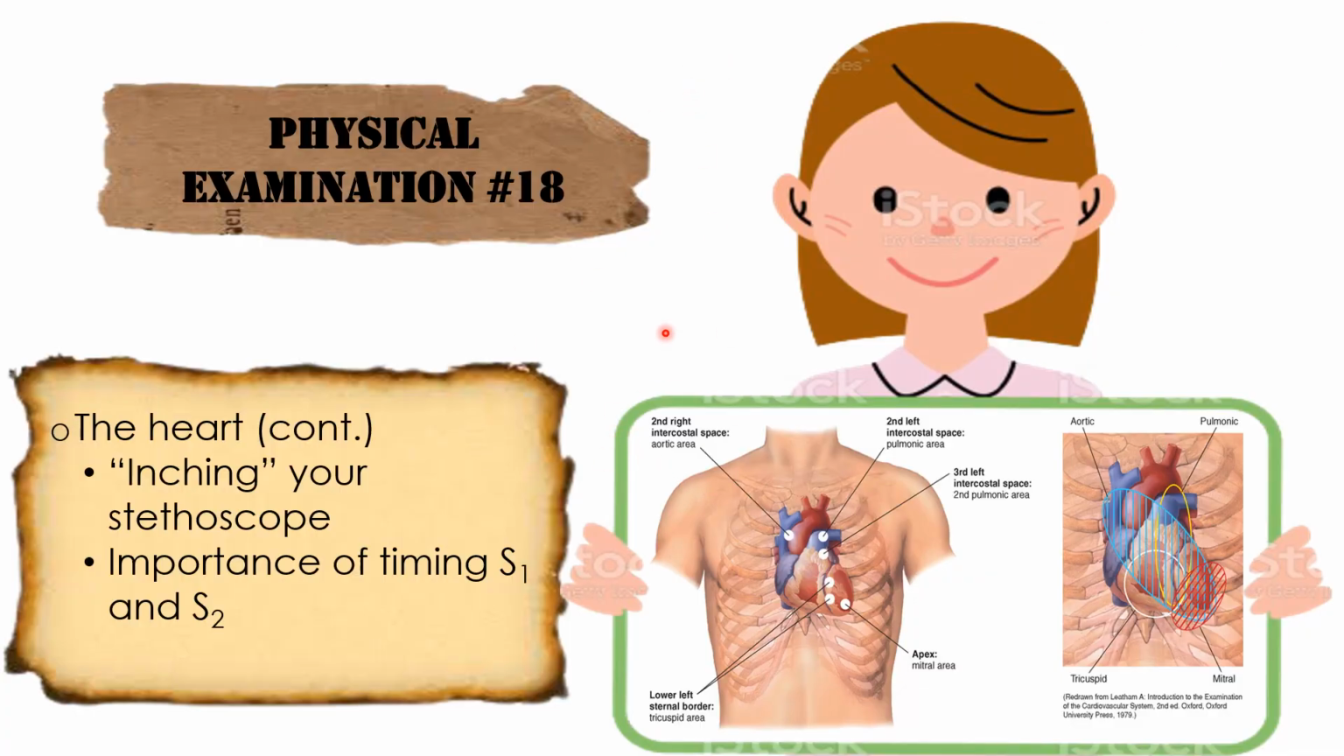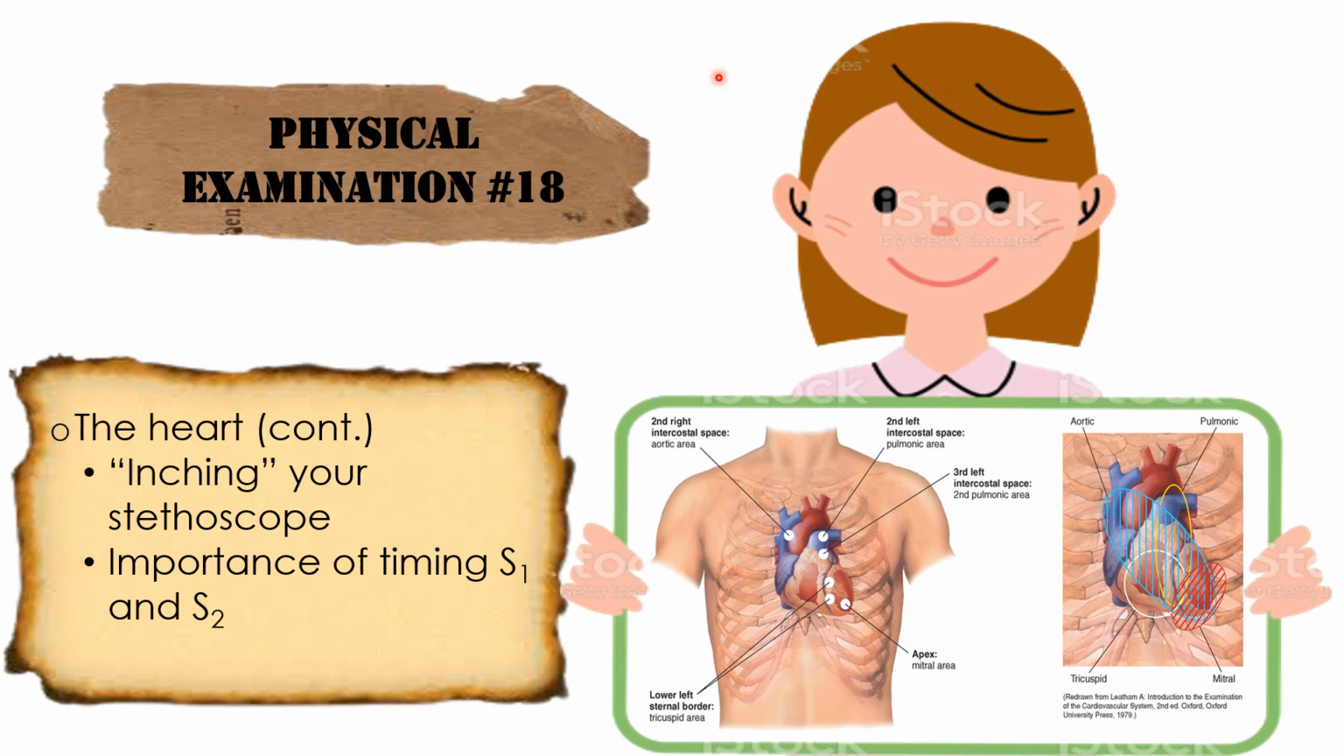Pressing the bell firmly on the chest makes it function more like a diaphragm by stretching the underlying skin. So low-pitched sounds such as S3 and S4 may disappear with this technique.